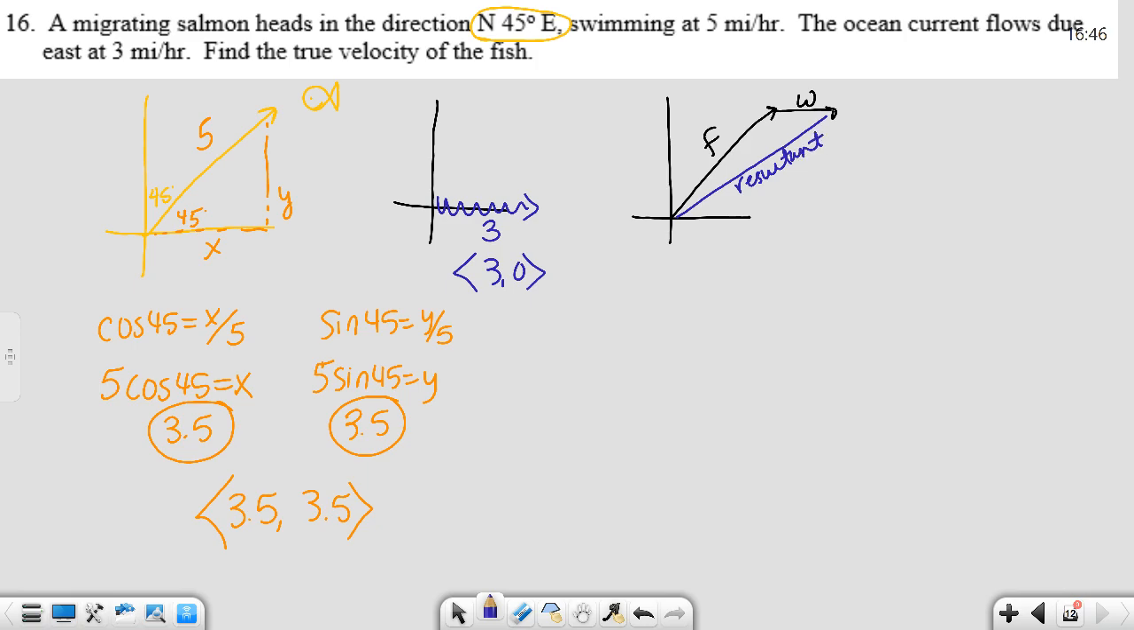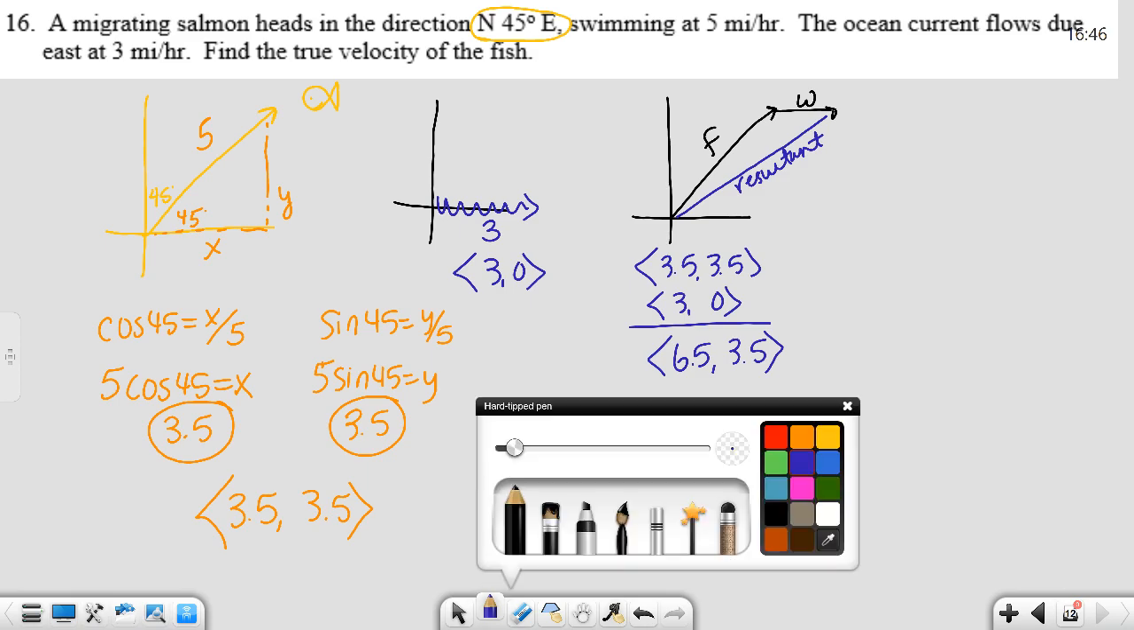So if we add the 3.5 to the 3, 0, we get 6.5, 3.5 for the components of the resultant. Now we can determine the true velocity of the fish. In other words, how fast is that little fish swimming?